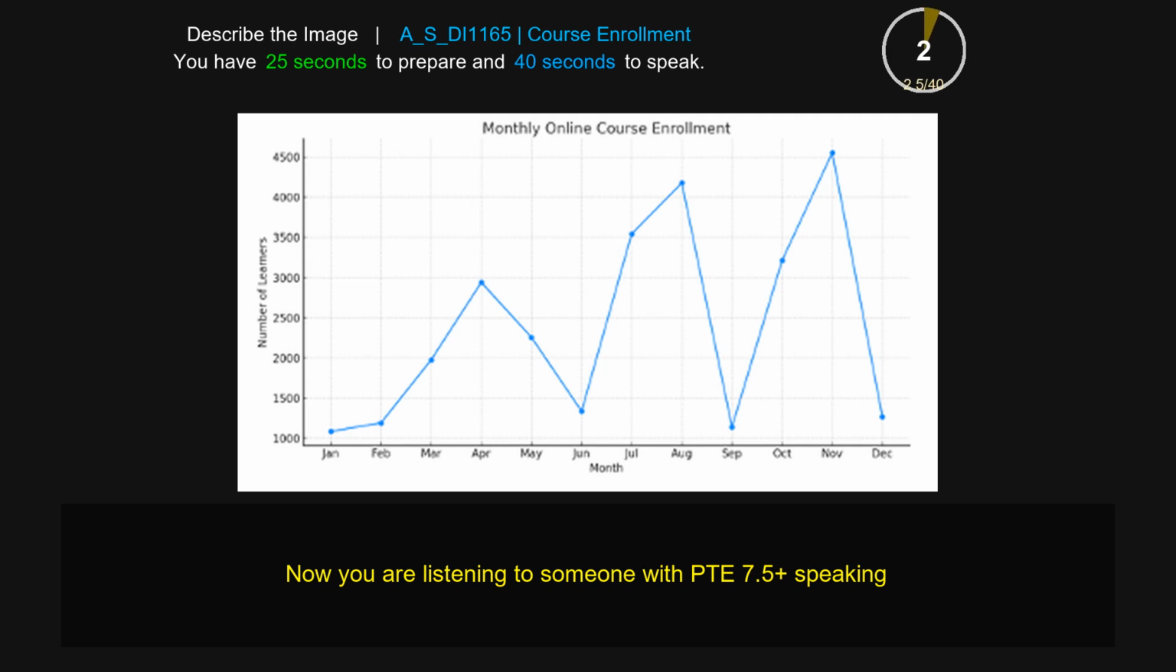This line chart gives information about monthly online course enrollment. From the picture we can see in April the value is 3000 and in July the number is higher, around 3500. The highest one is in November, which is 4500, and the lowest one is in January, just 1200. To sum up, the picture tells about monthly online course enrollment.